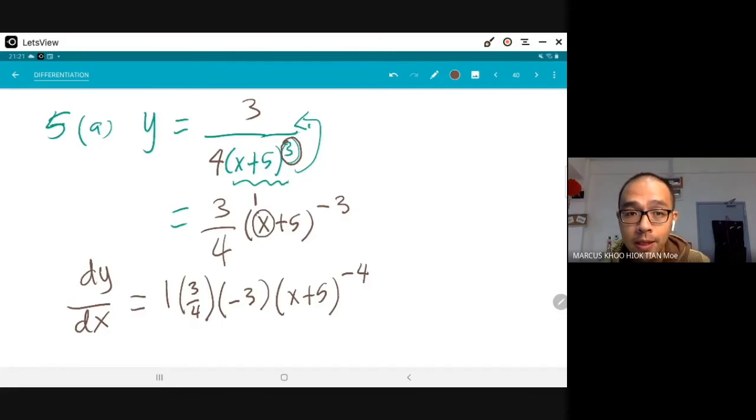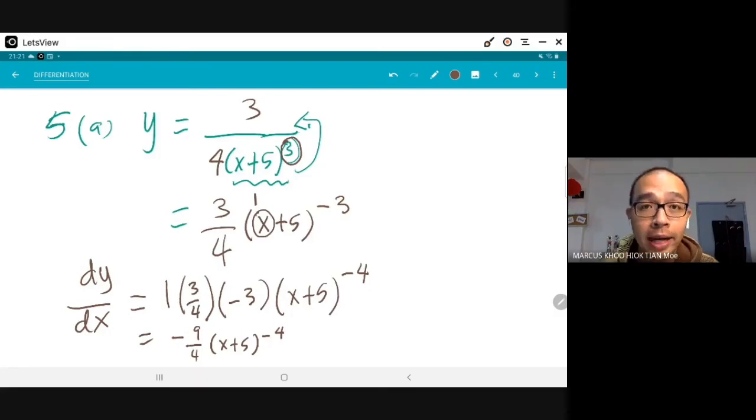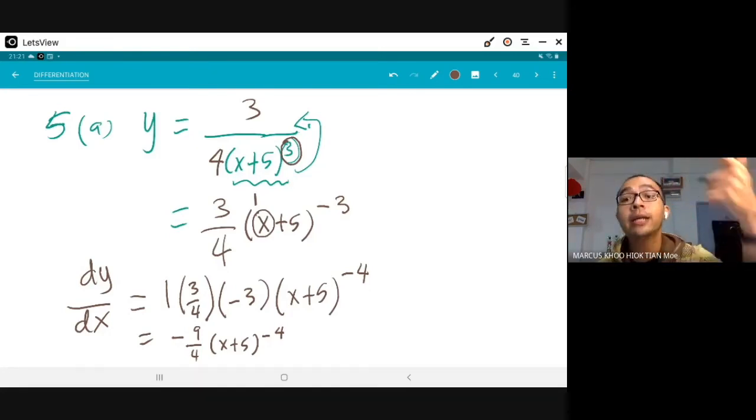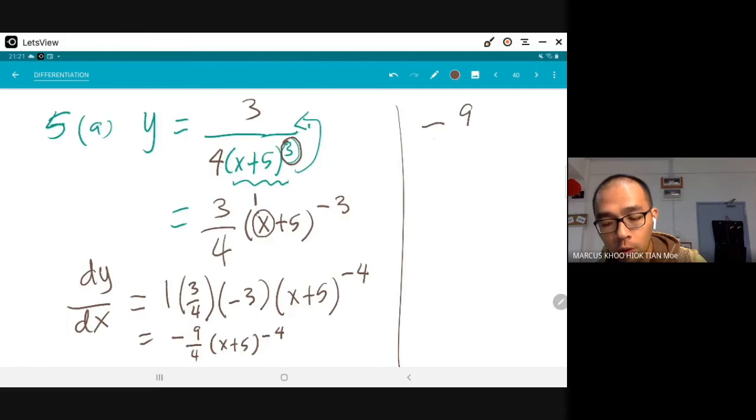So what happens over here, I'll get minus 9 over 4 times (x plus 5) to the power of minus 4. But as always, our final answer cannot have a negative power. So you need to bring the negative 4 power back down to where it actually belongs. So you get negative 9 over 4 times (x plus 5) to the power of 4. And that's your final answer.